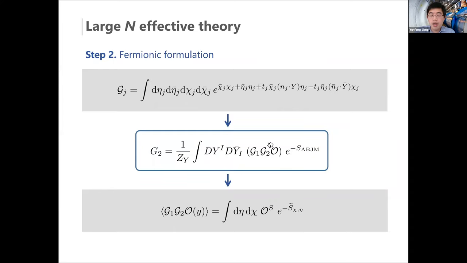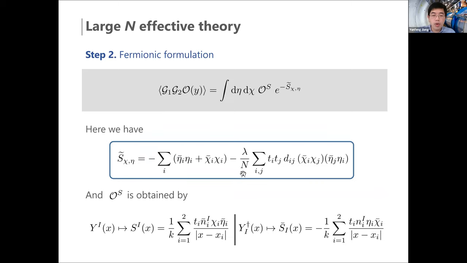Now the original operator O depends on the scalar fields Y. So when we integrate out this Y, what does it become? It will become the following object. Namely, you replace each Y by some quantity Si, which is given explicitly in this form. And here this S tilde is given explicitly here. So basically in the second step, we rewrite this generating function as the integral over some fermionic fields, with this operator replaced by this object OS.